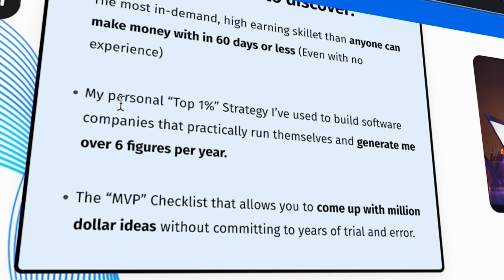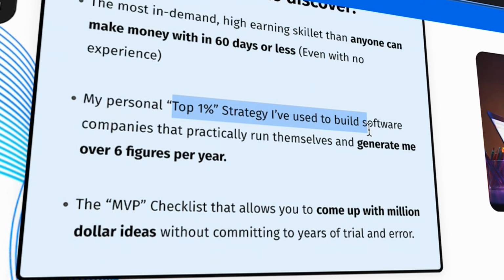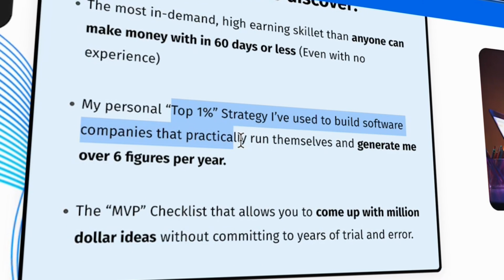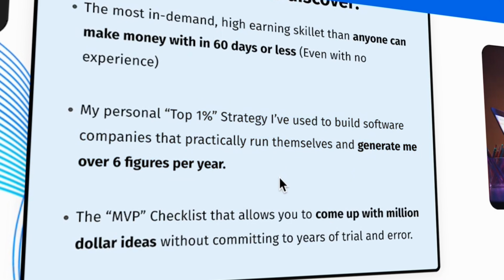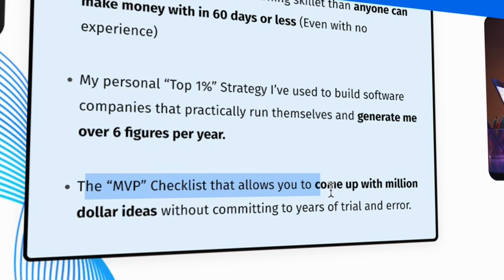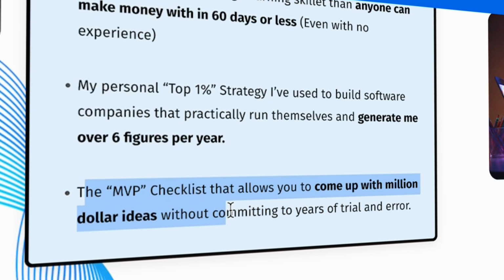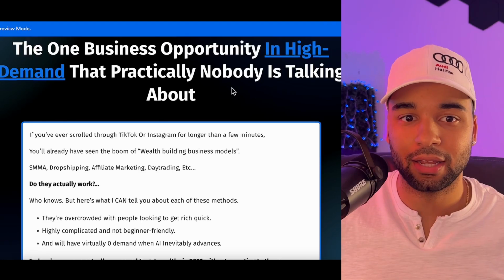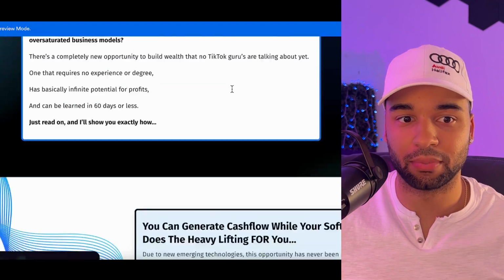It's a lot. My personal top 1% strategy I've used to build software companies that practically run themselves and generate me over 6 figures per year. The MVP checklist that allows you to come up with $1 million ideas without committing to years of trial and error. Again, very, very simple, very punchy. And then here are essentially my scroll stoppers, right?